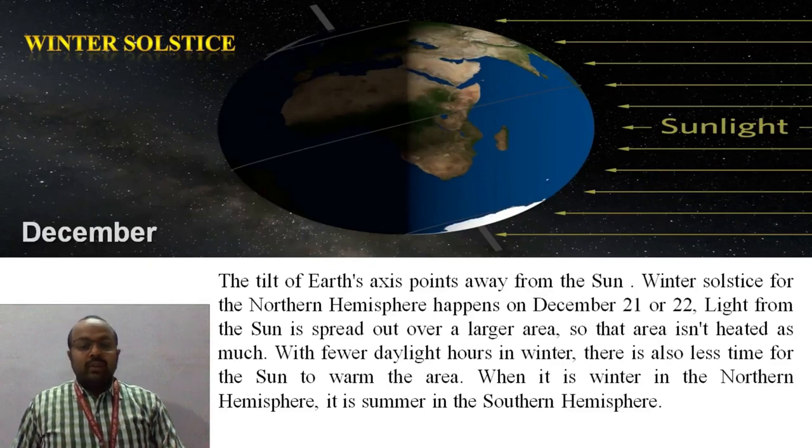Light from the Sun is spread out over a larger area, so that area isn't heated as much. With fewer daylight hours in winter, there is also less time for the Sun to warm the area. So when it's winter in the northern hemisphere, it's summer in the southern hemisphere.